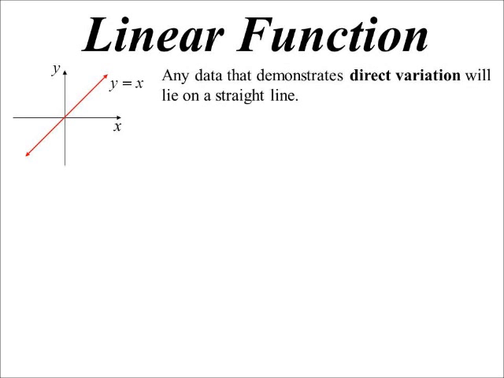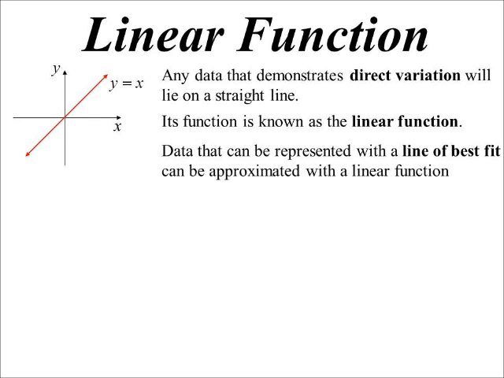The first function we always look at is the linear function, because data often is directly proportional. Very important function that we have. And I guess the most basic of them all would just be y equals x. There it is there. Any data, as I said before, if it demonstrates direct variation, then it will end up being a straight line on the graph. So this is called the linear function. I talked about best fit before. If you do your line of best fit, you can then approximate with that linear function.